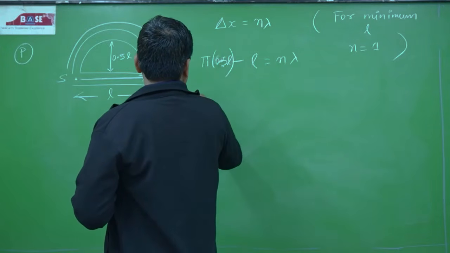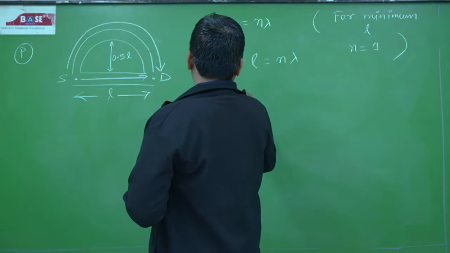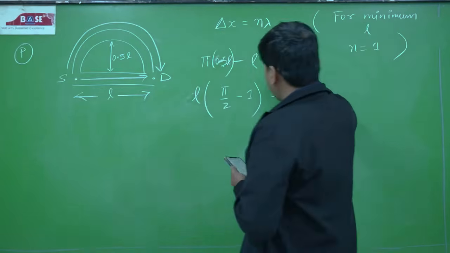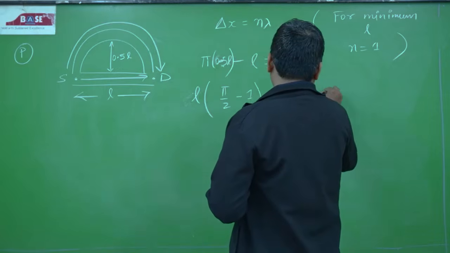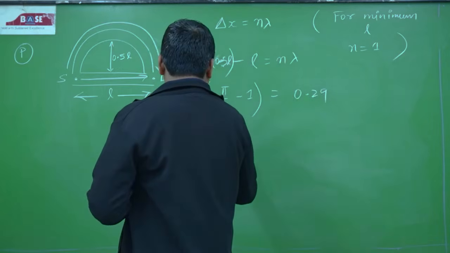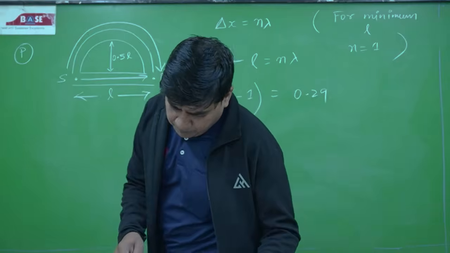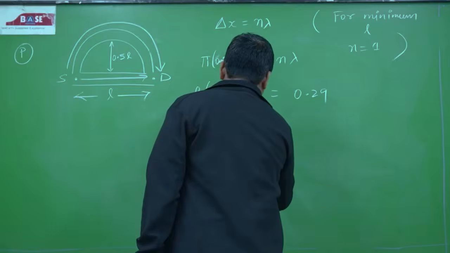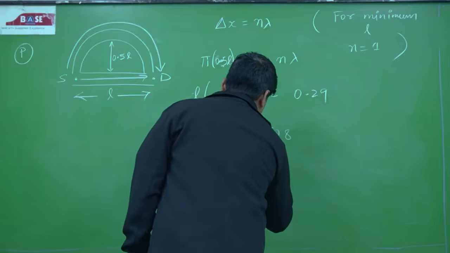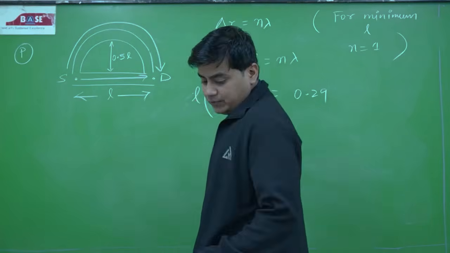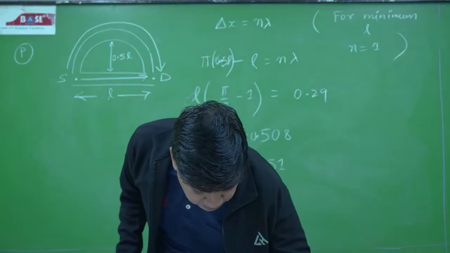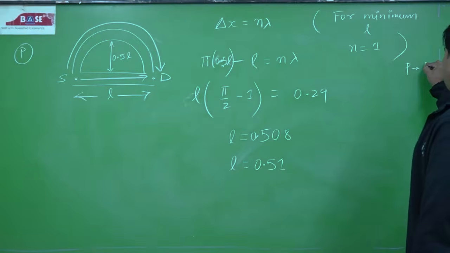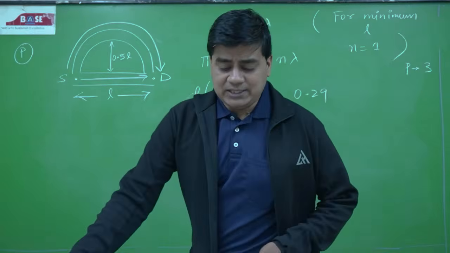So this becomes pi. You can take L common. So this becomes pi by 2 minus 1, and like I said, for minimum value of L, we'll put the value for n equal to 1. So this becomes lambda, and lambda is equal to 0.29. If you simplify from here, you'll get the value for L as 0.508, which upon rounding off, you'll get the value as 0.51, and that is option number 3. So I got P is equal to 3. Now I'll do the next case, that is Q.